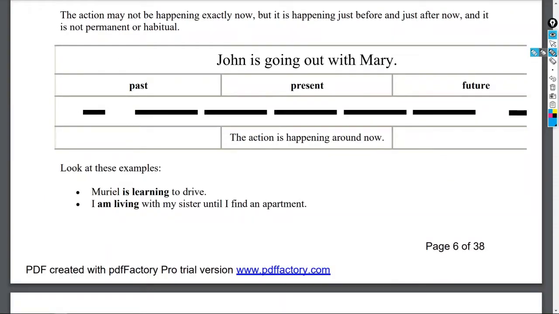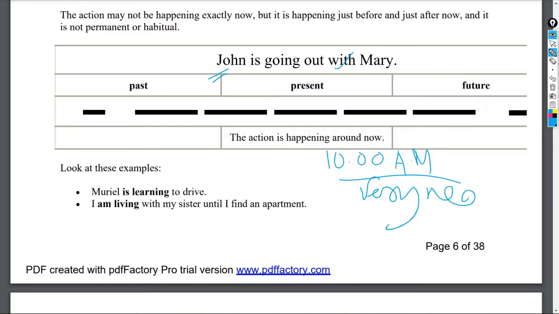You see this one. John is going out with Mary. Suppose now it is 10 o'clock in the morning. And now somebody is telling that John is going out with Mary. So this is the planning, and the action is going to happen very, very soon. Means very near future. Okay? So for that, the present progressive or continuous tense is used. The action is happening around now. Abhi hone ka hai, jo fixed hua hai. Look at these examples.